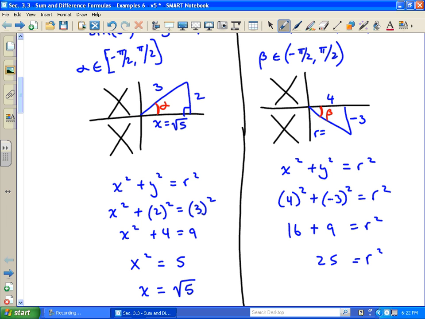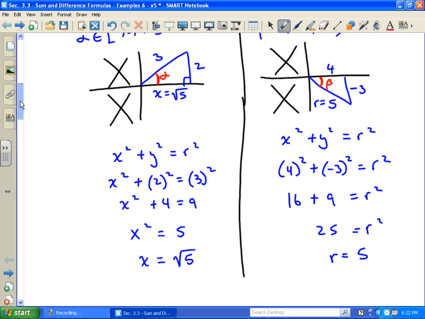I'll have r squared is equal to 25, which indicates that r will be the square root of 25, which is 5. And so I have, for each of these angles, even though I don't know what alpha and beta are, a triangle that represents those particular values. I'll actually want to copy these triangles down so that I can pull out that information I'm going to need, and I'm just going to clean this up a little bit.